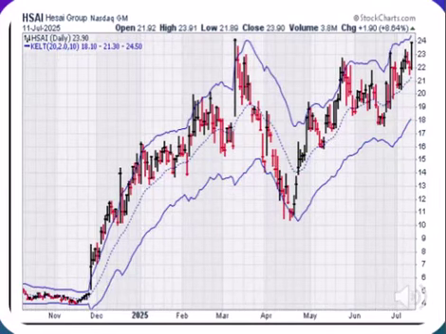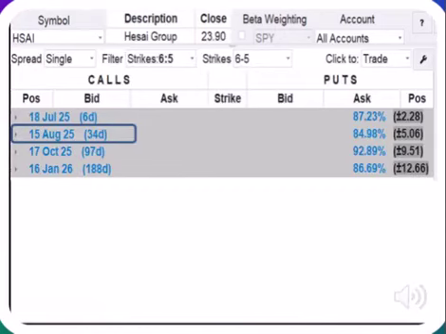Next, we're going to look at a daily chart that displays the Keltner channel. As a rule, we don't want to buy calls if the stock price is above the upper Keltner channel line. Anywhere inside the Keltner channel or even below it is fine. HSAI is below the upper Keltner channel line, so HSAI is inside the buy zone. Since the trend is up, we want to buy a call.